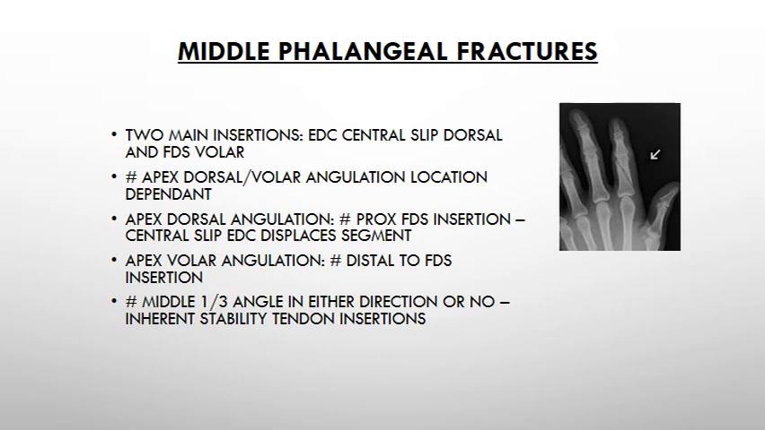Apex dorsal angulation occurs more with a fracture proximal to the FDS insertion. And that means the central slip of the EDC displaces the segment. When there's an apex volar angulation, the fracture is distal to the FDS insertion. If the fracture is in the middle third, it can angle either in a volar or a dorsal direction, or no angulation at all because of the inherent stability provided by the flexor and extensor tendons and their insertions.